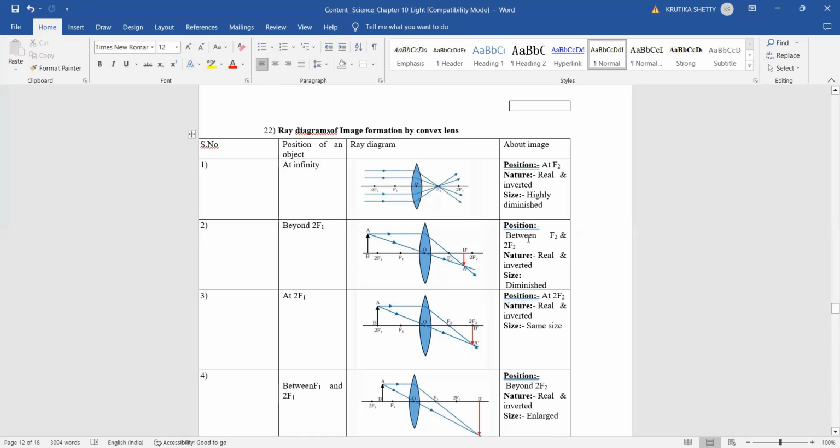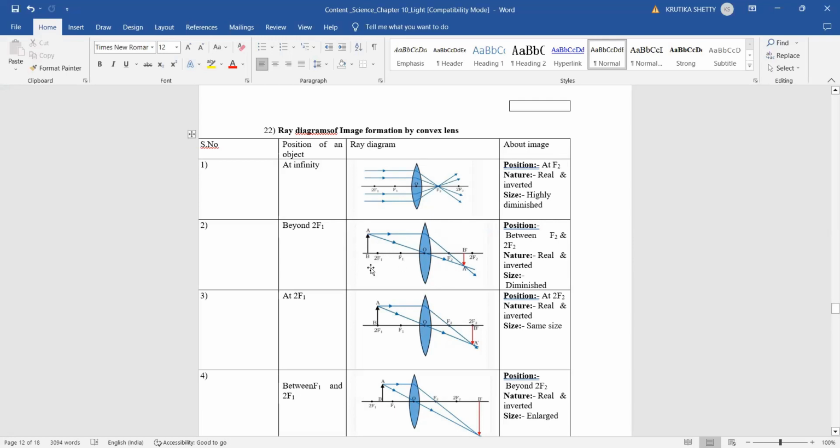Okay. Next, second one, that is the object is beyond 2F1. Actually, I already told you, for the lenses we will get F1, F2, C1, C2. So 2F1 is nothing but what? It is actually the center of curvature.